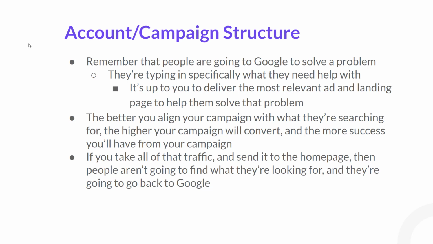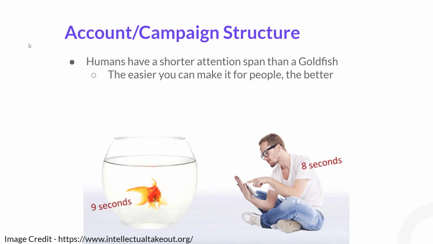For example, this is one way you can improve the click-through rate on your ads: just make sure your campaign is structured better, because it's going to be more relevant to people. So that is number 3, campaign structure.